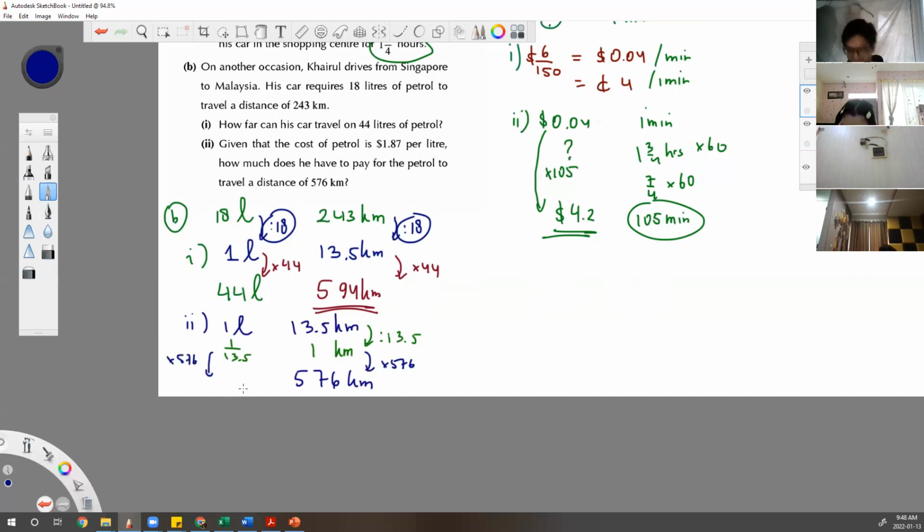Calculator aja, 1 divided by 13.5, you times by 576. You will get 42 2/3 liters. Use the help of calculator.